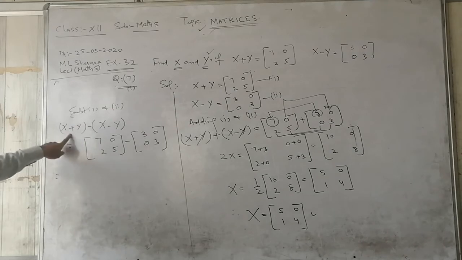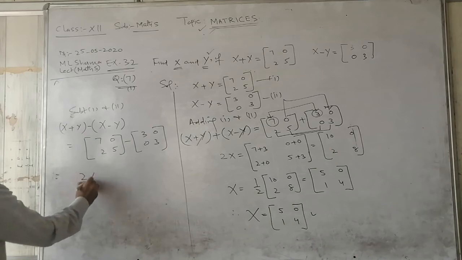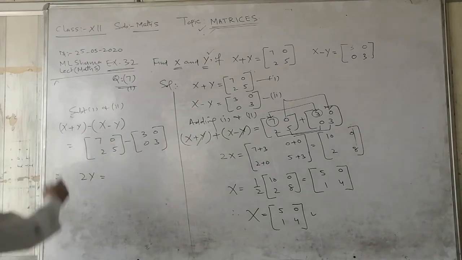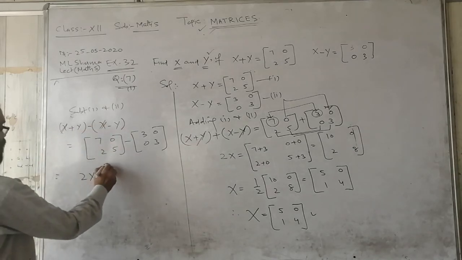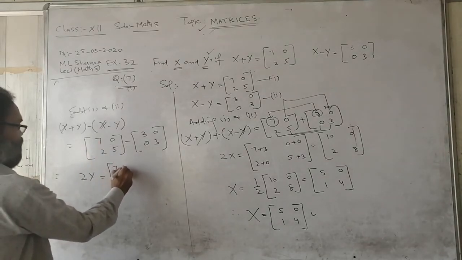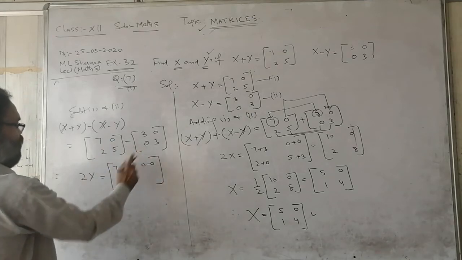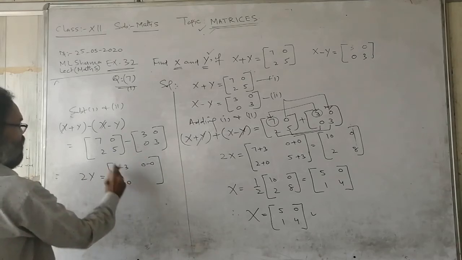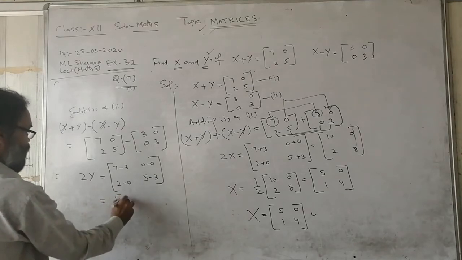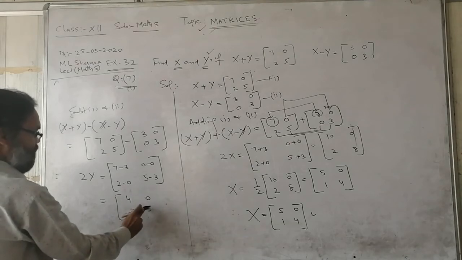So here y is positive and y is positive. So I will have 2y. X is positive here and negative here, they will cancel. So 2y will equal to, now I will subtract these two matrices, 7 minus 3 and 0 minus 0, 2 minus 0 and 5 minus 3. So this will equal to 4, 0, 2, 2 here.